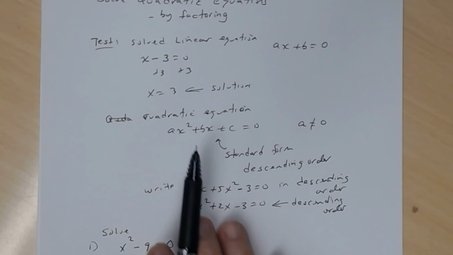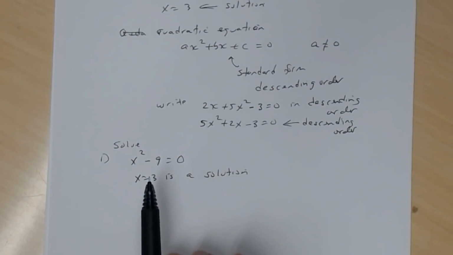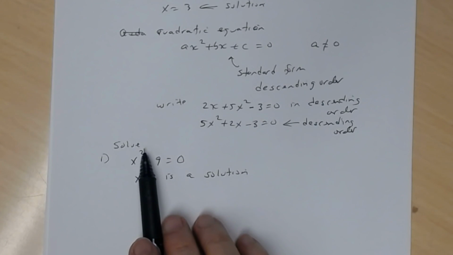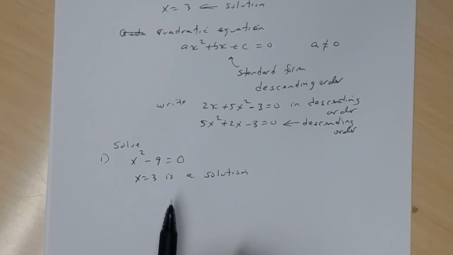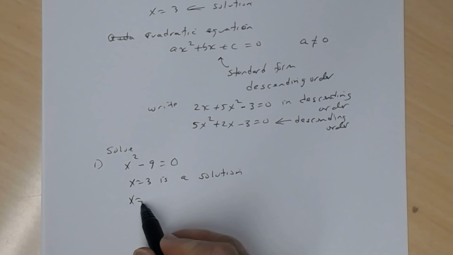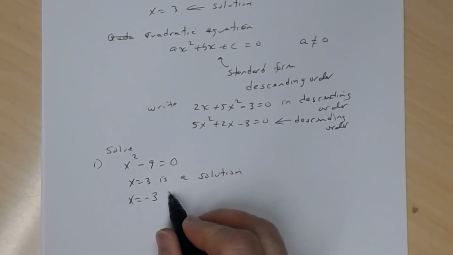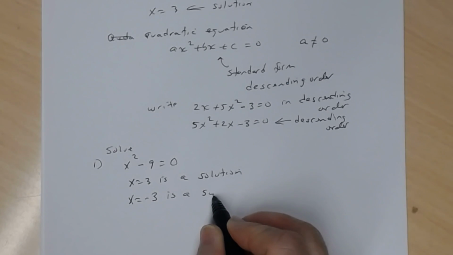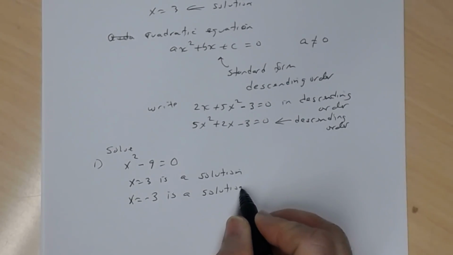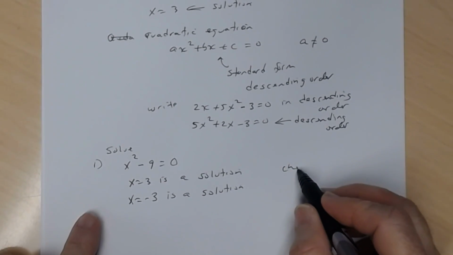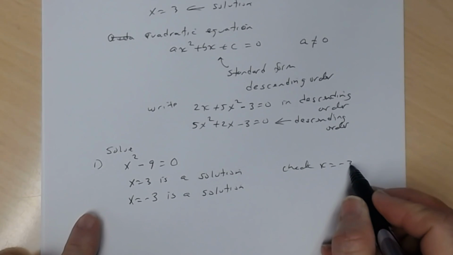Now remember, that was a linear equation. Now this is quadratic. Can you think of another number, another value of x, that will make this side equal to 0? And so if you said negative 3, you're correct. x equal negative 3 is also a solution. And I want you to see this. So let's check. Let's check x equal negative 3.